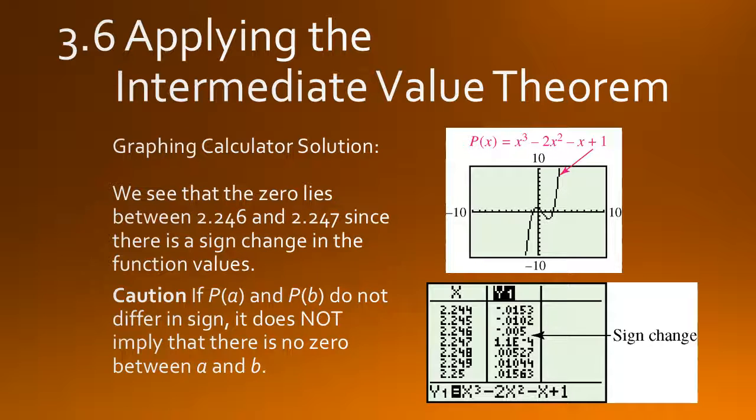If p of a and p of b do not differ in sign, it doesn't necessarily mean that there is no zero between them. It doesn't tell you that there's not a zero, it just tells you if you know for sure there is. It could be that the sign doesn't change because the graph dipped below the axis and then came back up in between the two numbers. So remember, just because the sign doesn't change doesn't mean there is no zero. What it does tell you is that there is definitely a zero if the signs do change.